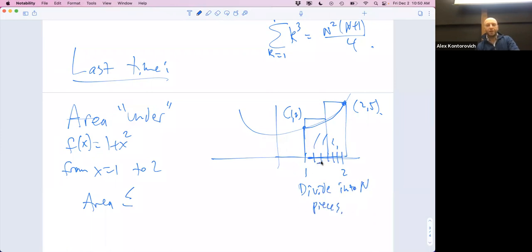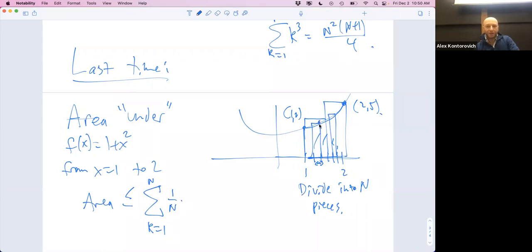So the width of each of these little intervals is 1 over n. The total width is 1. So there's n pieces, so each width is 1 over n. So the area is at most, let's use sigma notation, we're going to sum a bunch of little rectangles. As k goes from 1 to n, there's going to be n rectangles. The width of each rectangle is 1 over n.